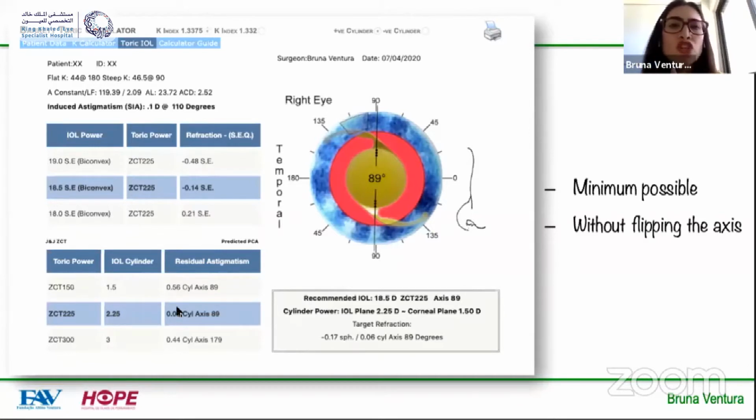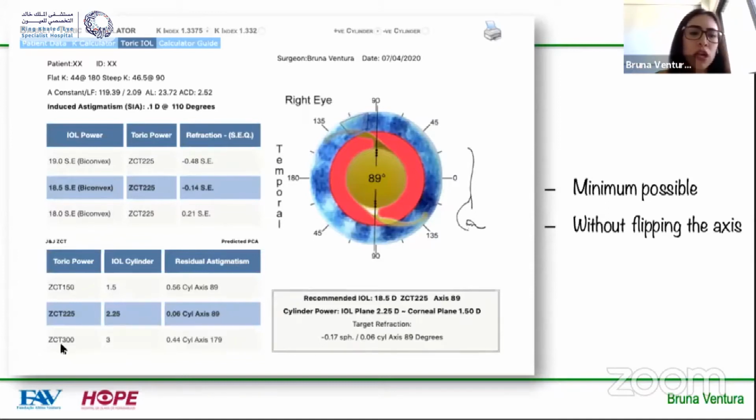But some doctors could understand that I was saying for you to aim at 0.5 diopters, half diopters of residual corneal astigmatism. And that's not true. Starting at 0.5 diopters of corneal astigmatism, the papers show that the astigmatism will influence a lot on the patient's vision. That's true. But when we're planning surgery, we should aim at the minimum amount of astigmatism possible, remembering not to flip the patient's axis.